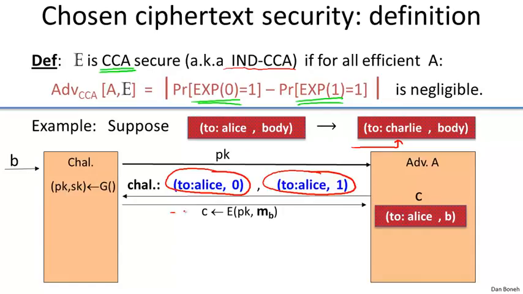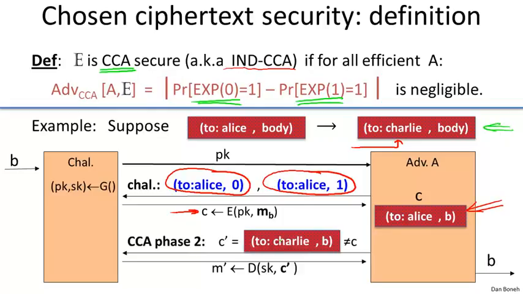And in response, he would be given the challenge ciphertext C. Now what the attacker is going to do is use his ability to modify the intended recipient. He's going to send back a ciphertext C prime, where C prime is the encryption of the message to Charlie with body being the challenge body B. B, remember, is either 0 or 1. Because the plaintext is different, we know that the ciphertext must also be different. So in particular, C prime must be different from the challenge ciphertext C.